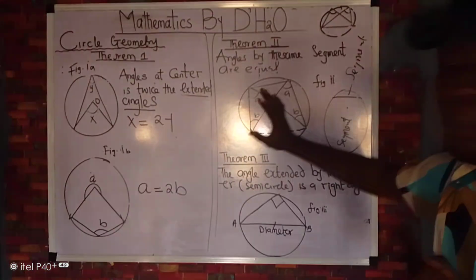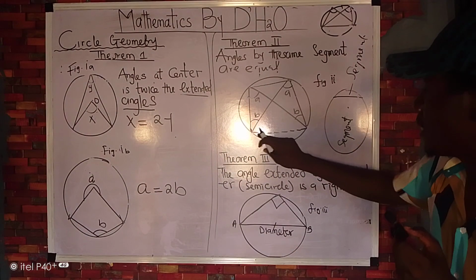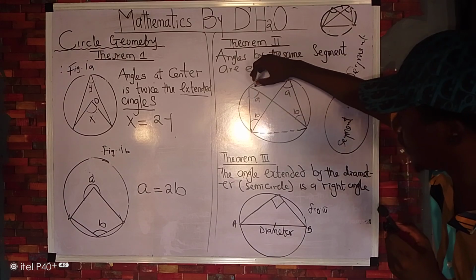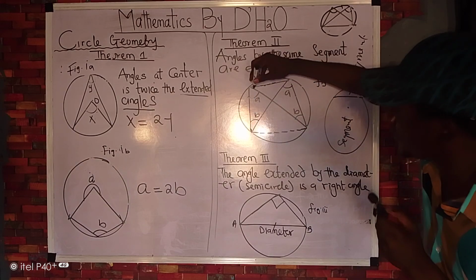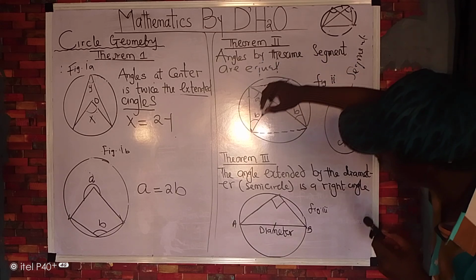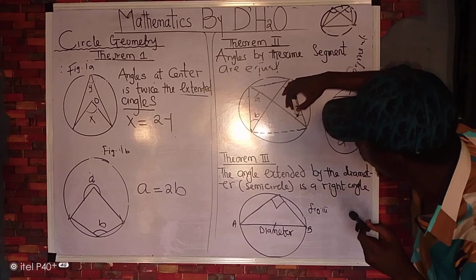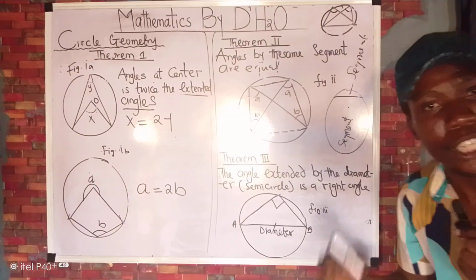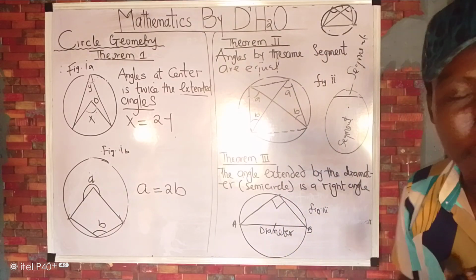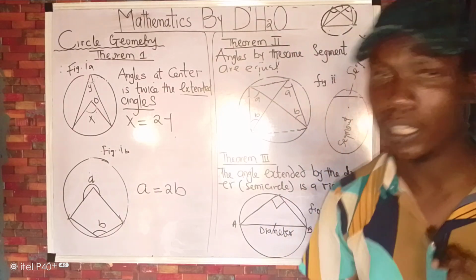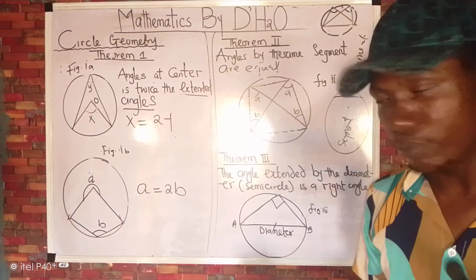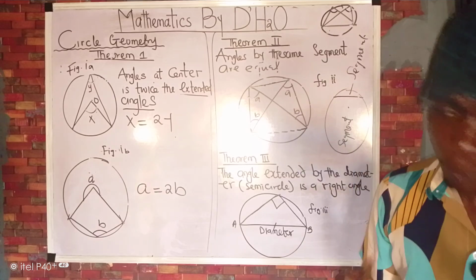So this theorem is based on a segment. So you see that this segment now produces the angle called A. See this angle called A. See this segment now that I'm showing you, this one. This segment is the one that produces this angle, and still produces this angle. So this angle and this angle, they are also equal to each other. So take note, angles by the same segment are equal. A segment is the unequal section of a circle that is produced by a chord.